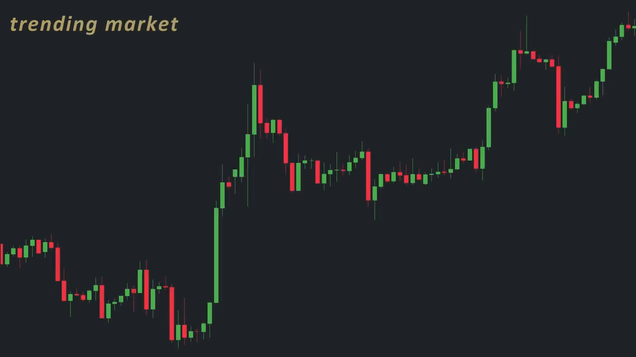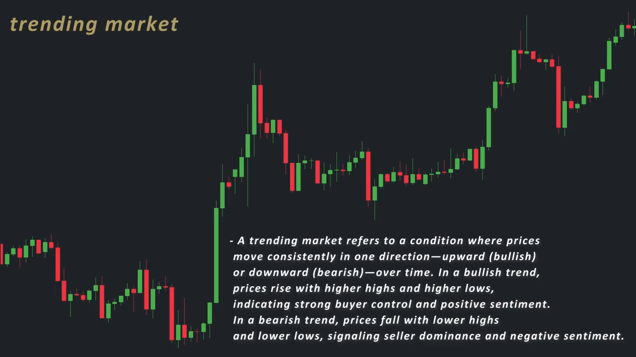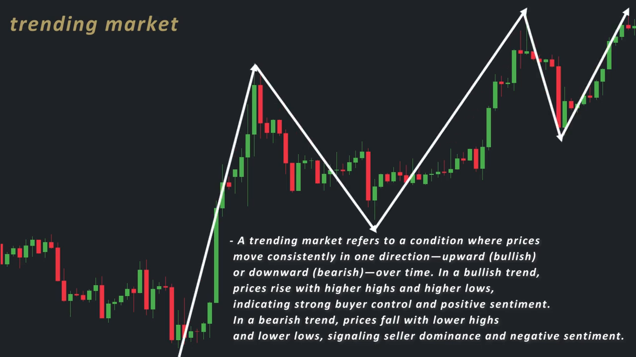A trending market refers to a market condition in which prices are consistently moving in one direction, either upward, a bullish trend, or downward, a bearish trend, over a period of time. A trending market is characterized by sustained momentum in a particular direction, as opposed to a sideways or range-bound market where prices fluctuate within a narrow range.